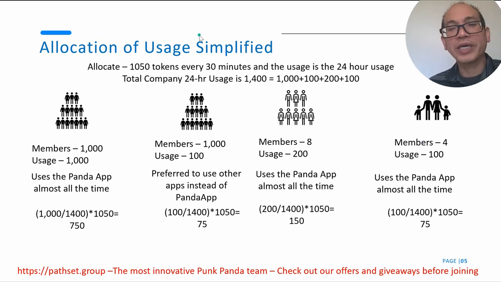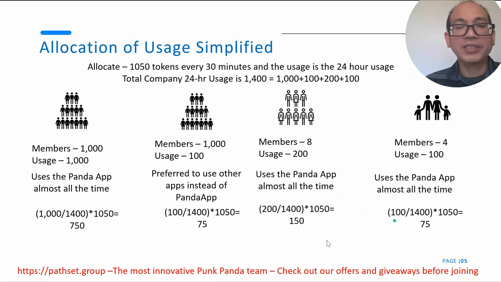So how do we calculate the allocations? The total for all the community, in this case, is 1,000 plus 200 and 100 for a total of 1,400. So the allocation method works such that the portion that goes to the first group, which has 1,000 usage, will be 1,000 divided by 1,400 times 1050, which is the token amount. So that's 750. The second group uses the same formula, and they come up with 75. The third group has 150. And the fourth group has 75.